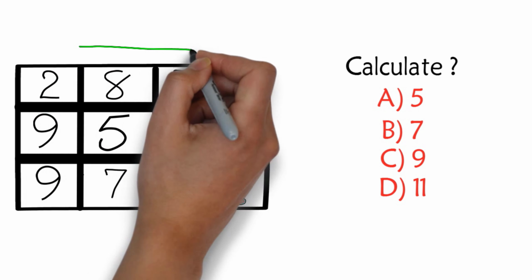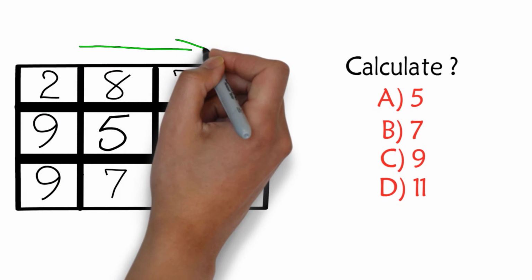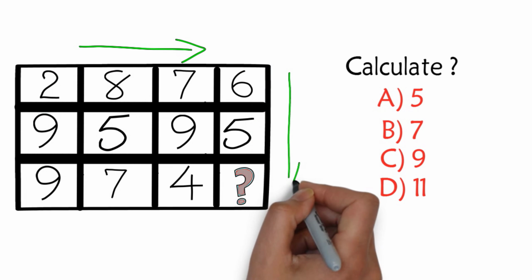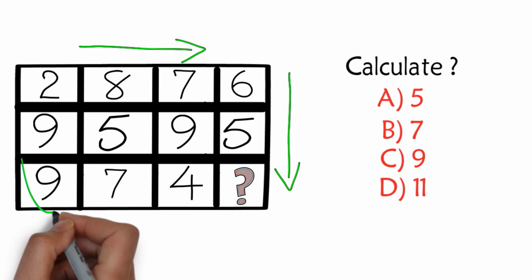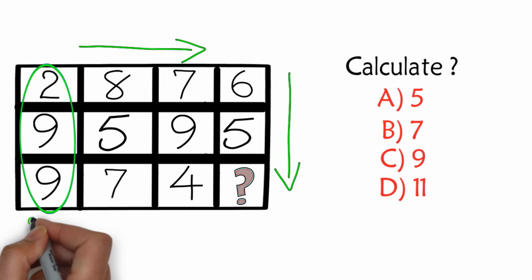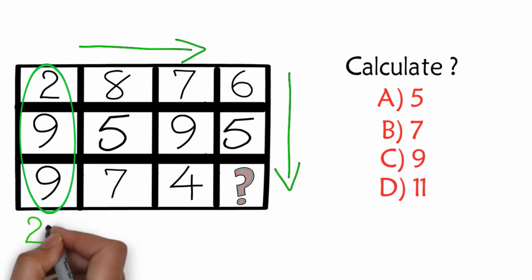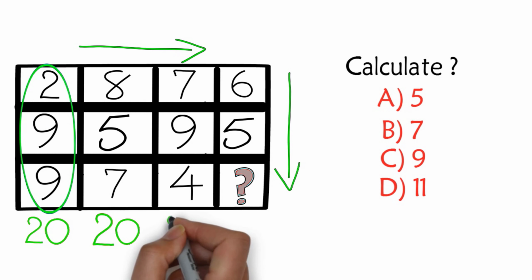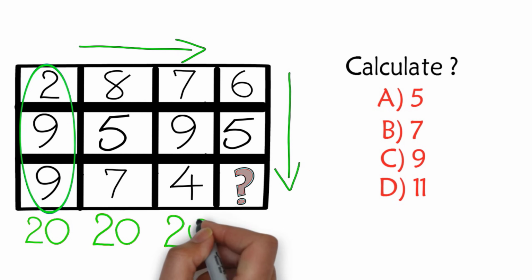The key to solve this problem is to determine the pattern. And the pattern can be either in the rows or in the columns. In this particular case, let's check the columns first. And what you see is that each column adds up to the value of 20. For example, 2 plus 9 plus 9 is 20. 8 plus 5 plus 7 is 20. 7 plus 9 plus 4 is 20 as well.